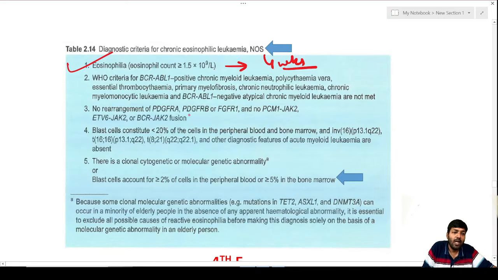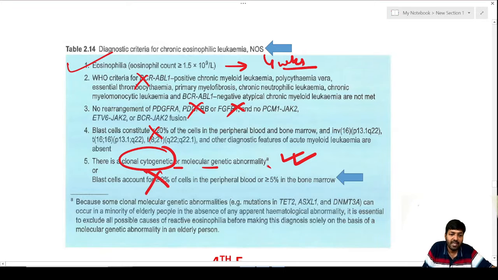Now, there should not be any rearrangement of these genes, because if present, they come under a separate heading of WHO neoplasms. Over here again, blasts should be less than 20%. WHO criteria of other myeloproliferative neoplasms should not be met. Very important: this clonal cytogenetic or molecular finding, you have to prove clonality. Before, this was there as an alternative, but this is no longer there. You have to prove that it is clonal in nature. That is very important.